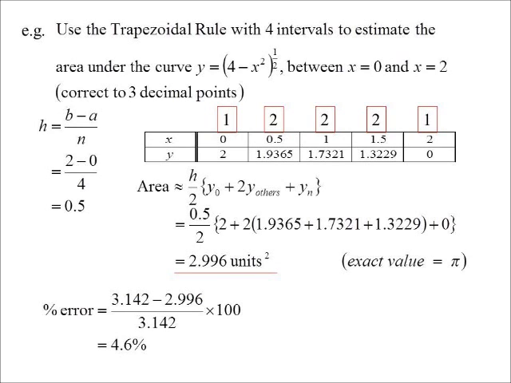How much is the error? Okay, so the exact value, 3.142. We came up with 2.996. So the difference between the two would be the actual error. Working it out as a percentage, so dividing by the exact amount times by 100, 4.6% is about the error.